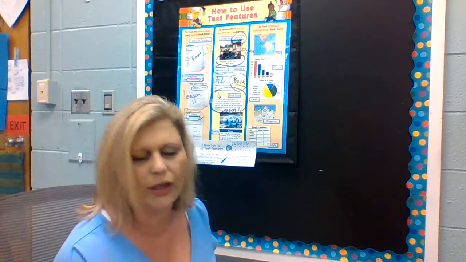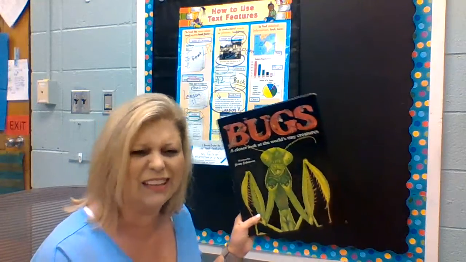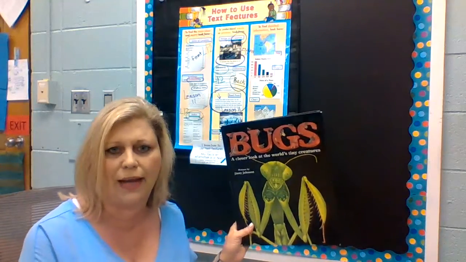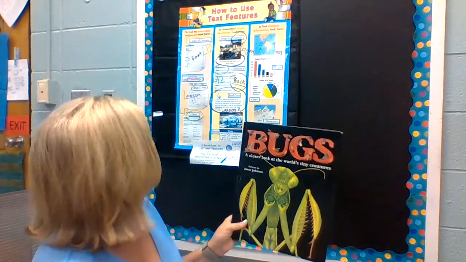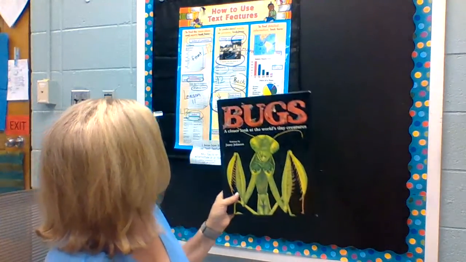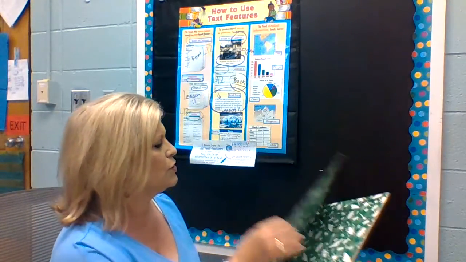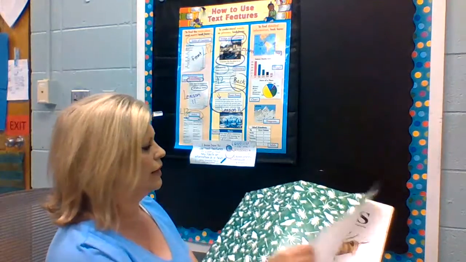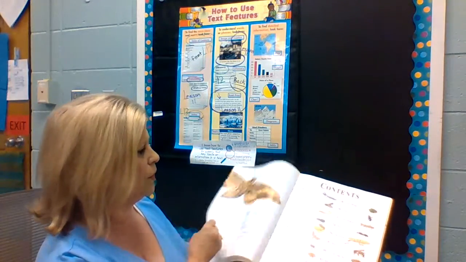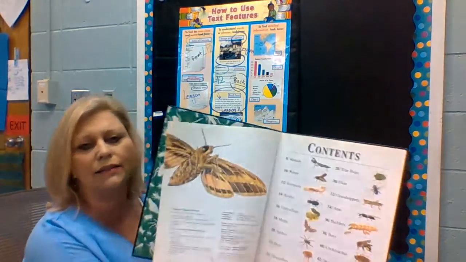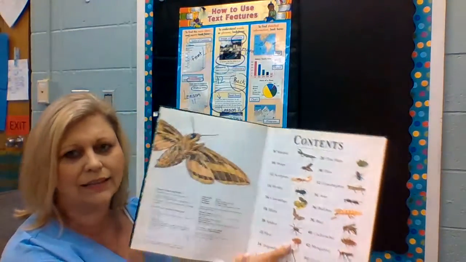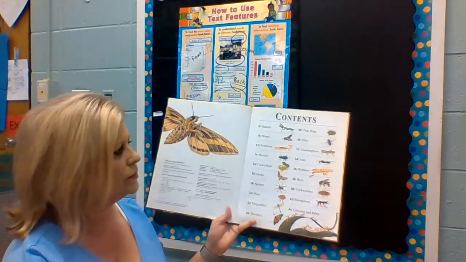So let's look at our book Bugs. Okay, this is a little science book, also a good informational book for reading. The first one is table of contents. You turn to your table of contents, and it is always in the front of your book. Table of contents doesn't always say table of contents. Sometimes it just says contents.